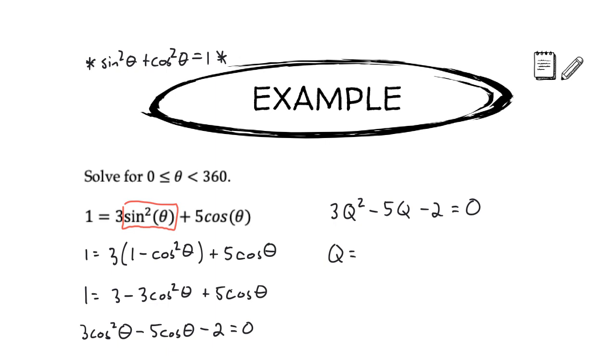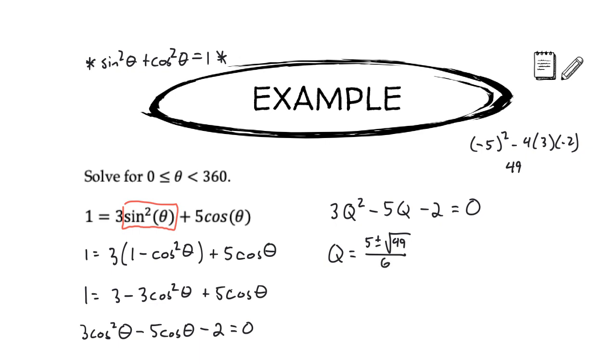If you're ever unsuccessful in factoring, you can always use the quadratic formula. You can see q is going to be equal to the opposite of negative 5. So that's 5 plus or minus the square root of b squared minus 4ac, which would give you negative 5 squared minus 4 times 3 times negative 2. And that's going to be 25 minus negative 24. So that'll equal 49. So I've got a 49 under the radical here. And this is all over 2a, so it's over 6.